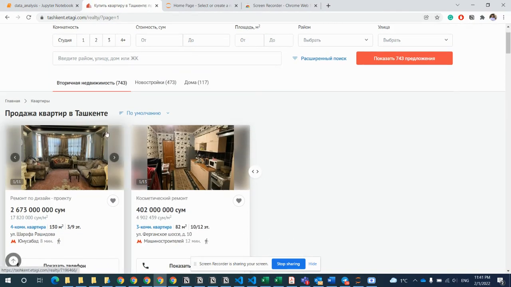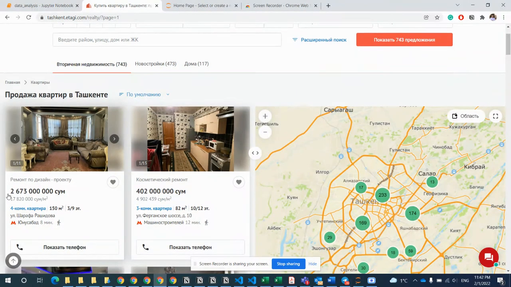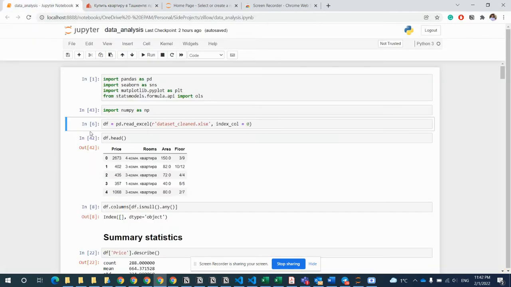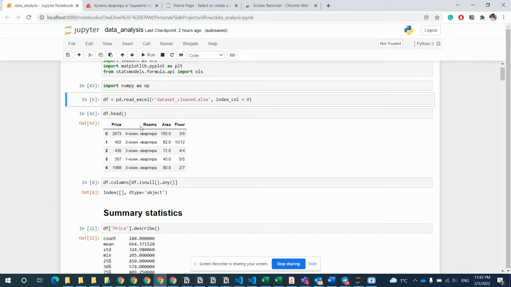What I did was I just wrote some Python bot, which will scrape the data from here. It will get the price of the house. It will get how many rooms it has. It will get the area and it will get in which floor this apartment is located. So this data, I just collected this data and saved it in Excel file. It's right over here. It has price, rooms, area, floor, columns.